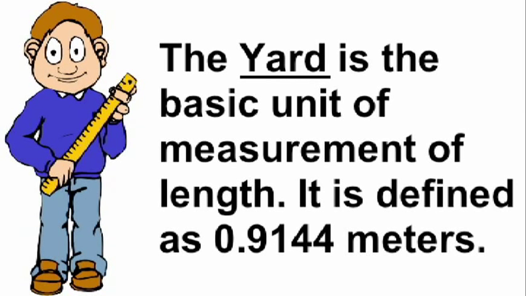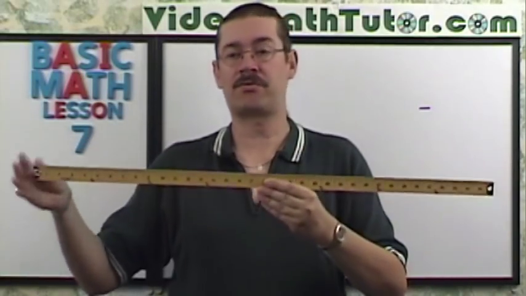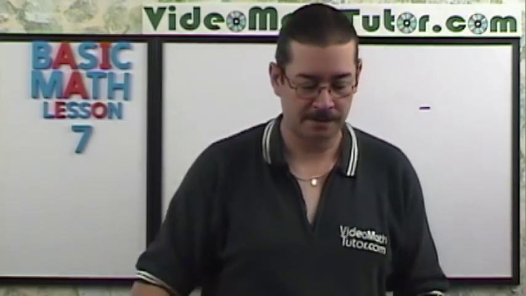The yard is the basic unit of measurement of length. It is defined as 0.9144 meters. Now, if I divide my yard into 3 equal parts, each of these parts is called a foot.